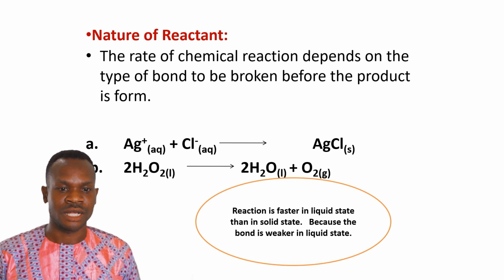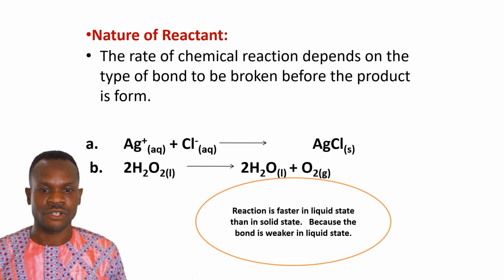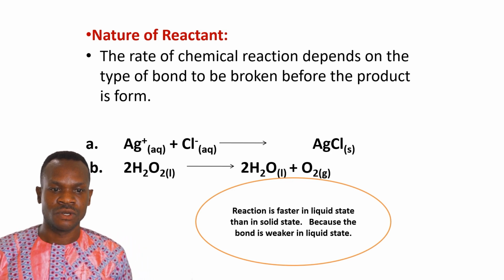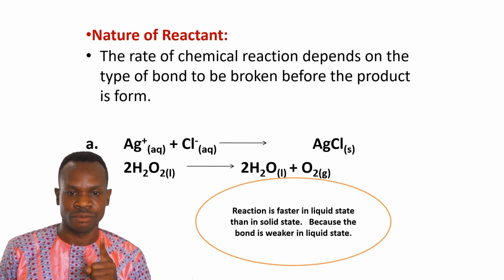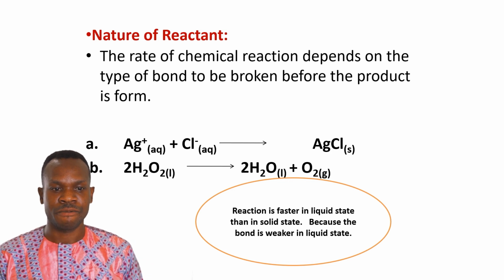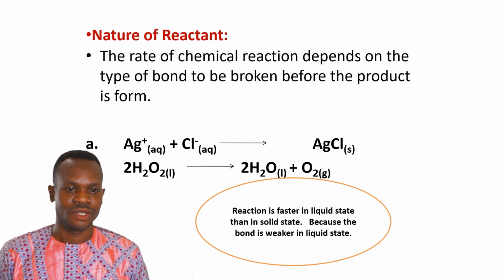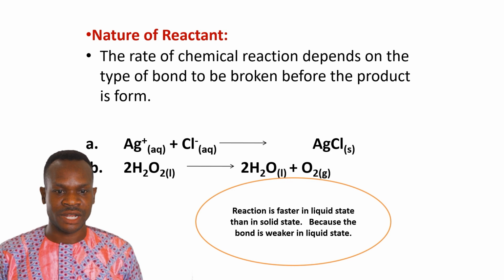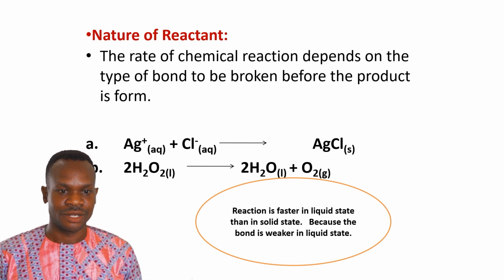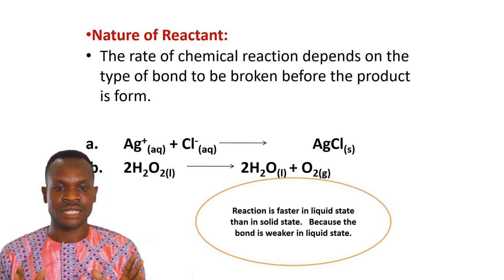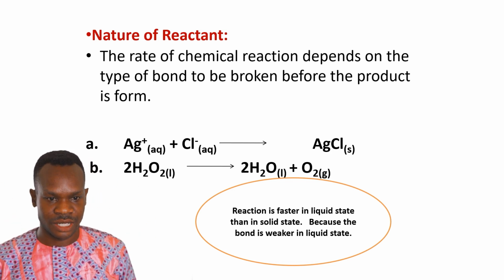Now, most of the reactions that take place in your body are reactions involving covalent bonds. Those reactions would happen very slowly, but the presence of enzymes in your body makes those reactions happen very fast. Good. Another point under this nature of reactant is the physical state of reactant. You can say in general, reactants in liquid and gaseous state react faster than those in solid state.